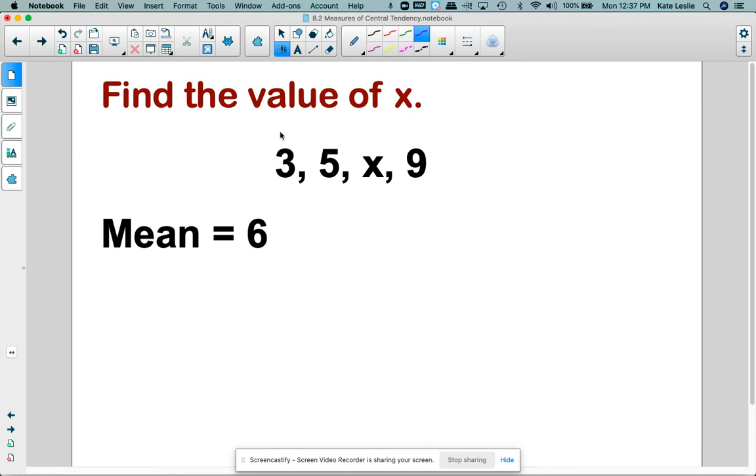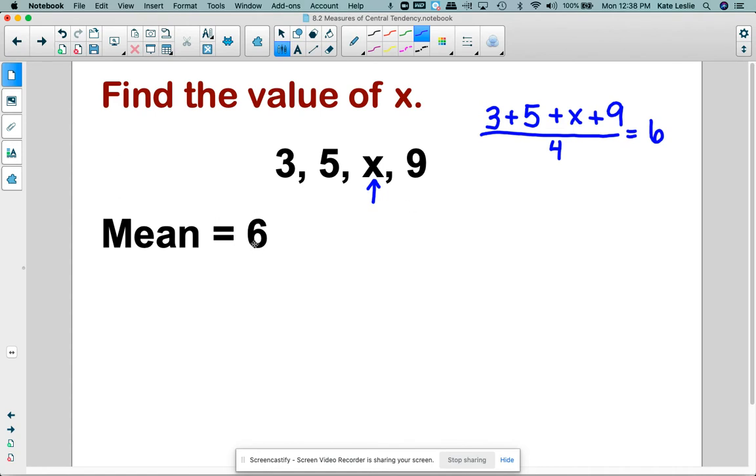So this is just a very simple one. They give us 1, 2, 3, 4 different values, and they already tell us that the mean is 6. The problem is this x right here. We do not know what this value is. So what we're going to do is set it up like we normally would for finding the mean. So we would add 3 plus 5 plus x plus 9. We know that once we add them together, we divide by however many values there are. So I would be dividing by 1, 2, 3, 4, dividing by 4. And that would give me my answer of a mean of 6.